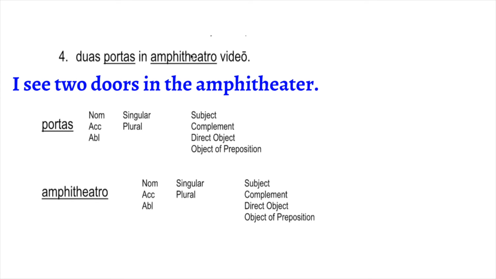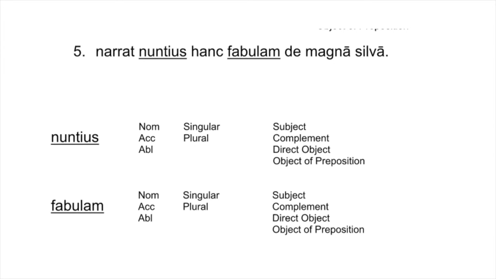Okay, and then let's parse portas. Portas is accusative, like I said, and plural. So therefore, it's our direct object. All right, and now we have amphitheatro, and since it's paired with in and has the ending of an O, it's our second declension singular ablative ending. Singular, and it's an object of a preposition. All right, so let's try number 5.